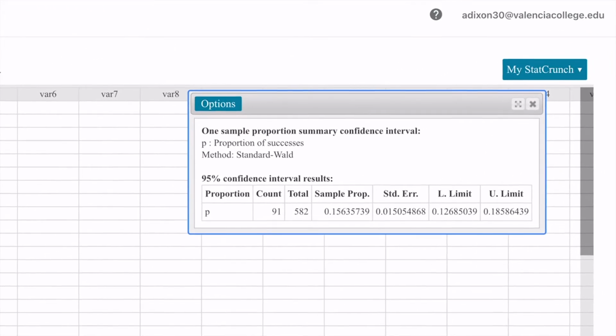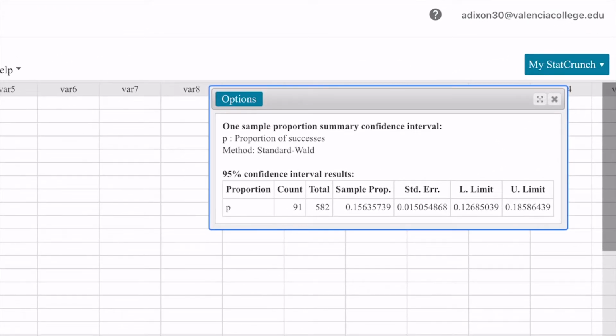And I'm hoping you guys can see that. If we look here, look where it says L limit. Your lower limit is 0.127 and your upper limit is 0.186, just like we've calculated. Okay? All right, so that's a quick way of getting your confidence interval in StatCrunch, if you so choose that way.